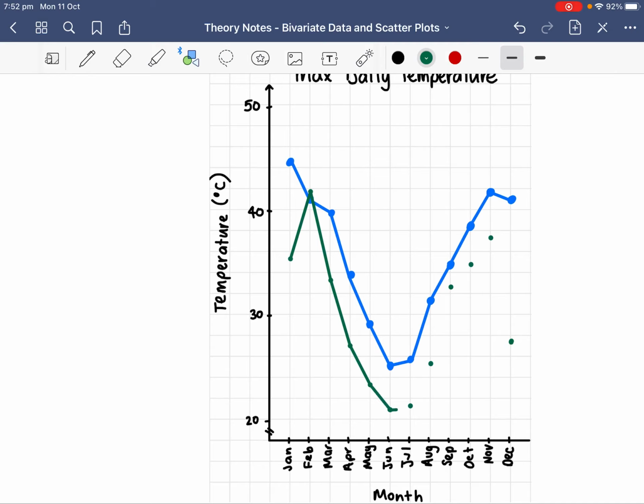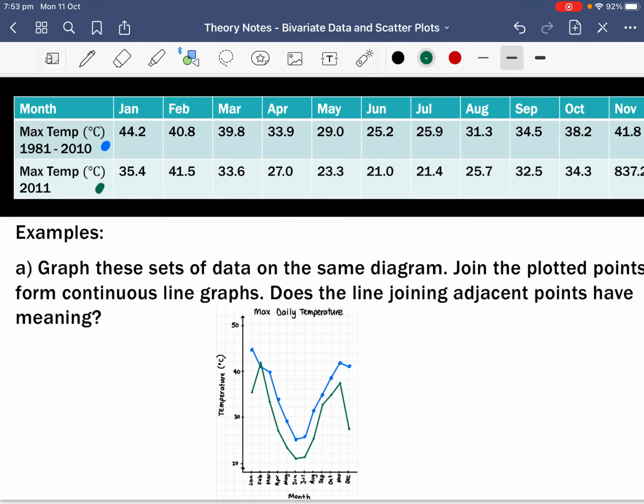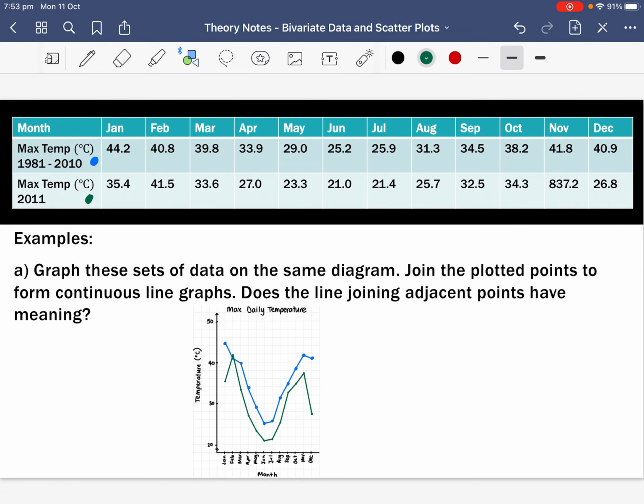So we want to make sure that we are using a ruler here. It is very important. Like so. Awesome. So what we have done is we have graphed these sets of data on the same diagram, joined the plotted points to form continuous line graphs.